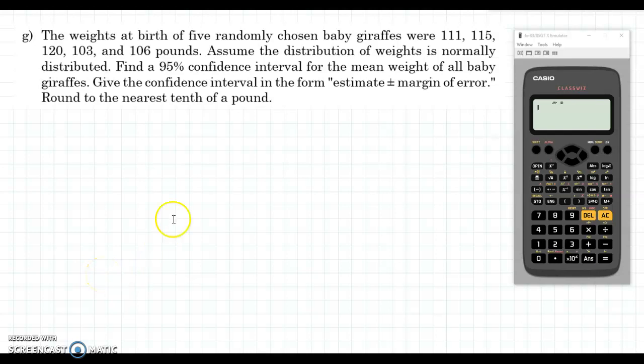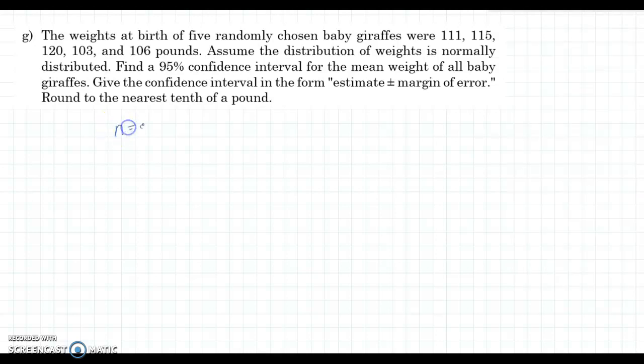The weights at birth of 5 independently chosen baby giraffes, right? Let's stop there straight away. N equals 5 here, that's our sample size. And there they are, the weights of giraffes. Assume the distribution of weights is normally distributed. Find a 95% confidence interval.